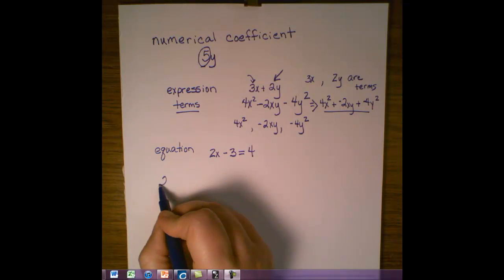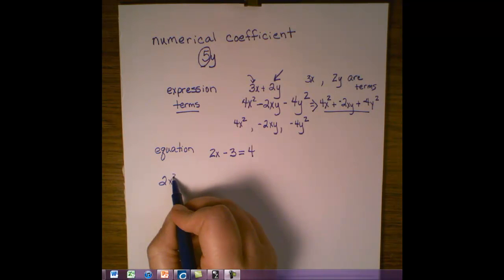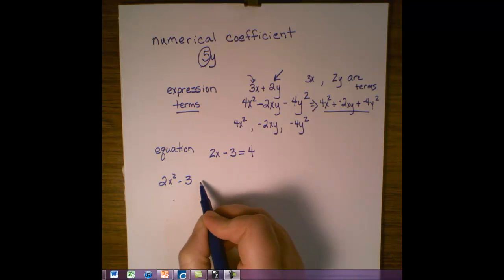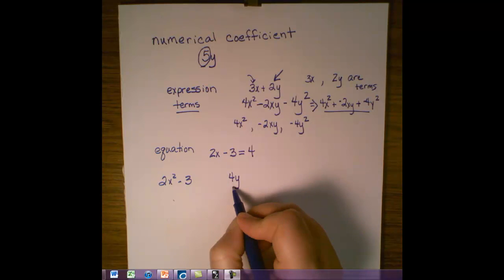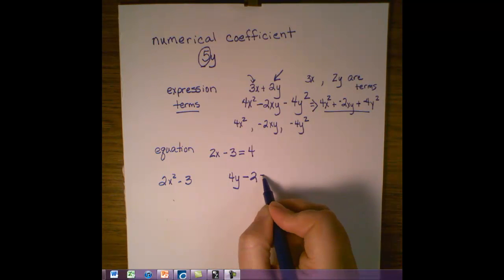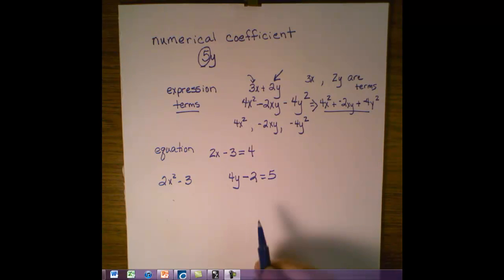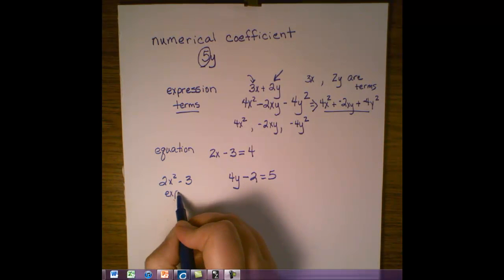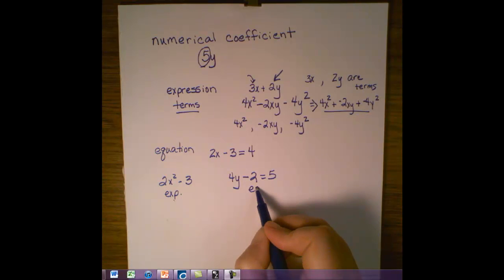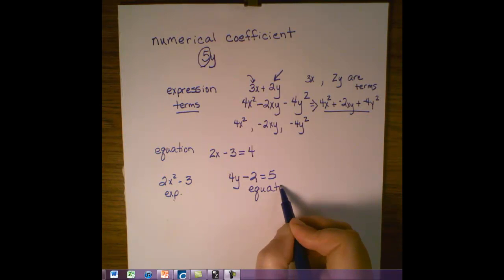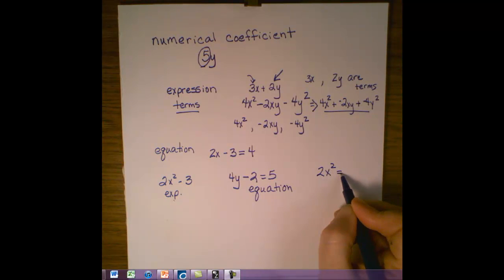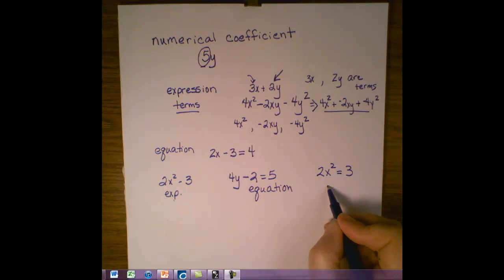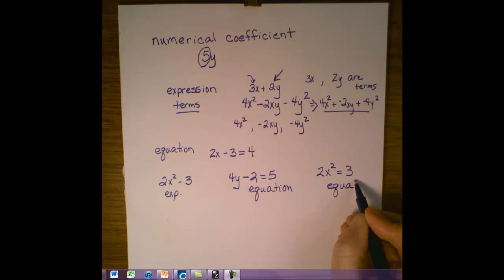So if I write 2x squared minus 3, that's an expression. If I write 4y minus 2 equals 5, that's an equation. This is an expression. This is an equation. If I write 2x squared equals 3, that's an equation.